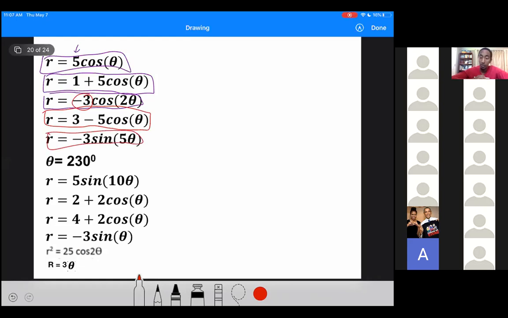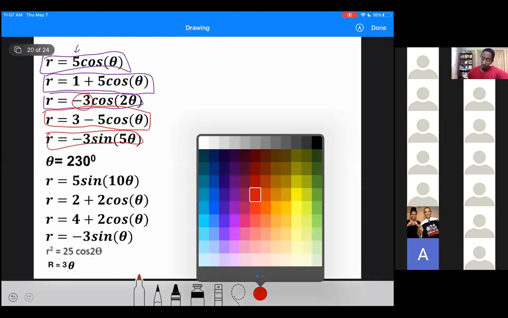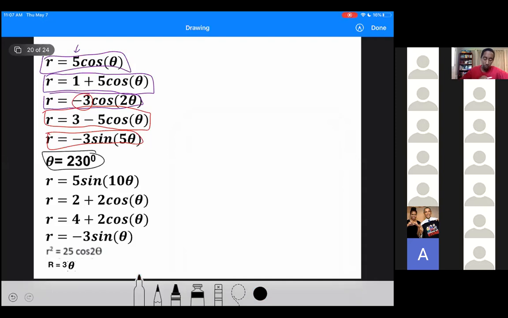What's this shape right here going to be, Anna? A rose curve. Good. How many petals, Carlos? 5. Okay. Yeah, 5. All right. Carlos, what's this shape right here going to be?